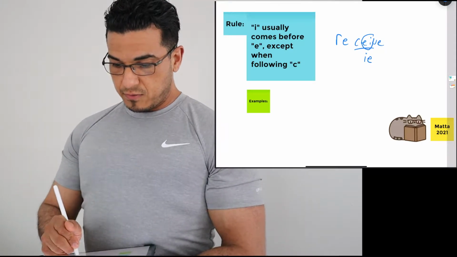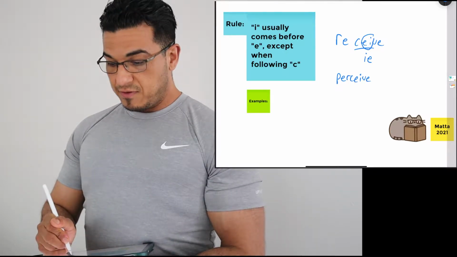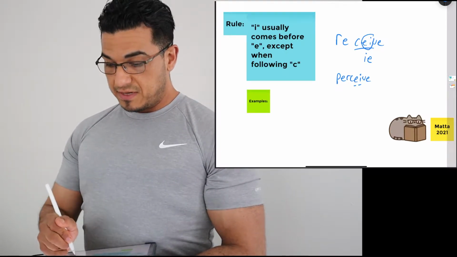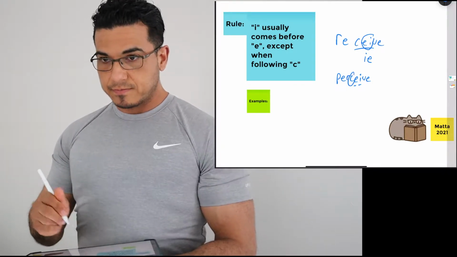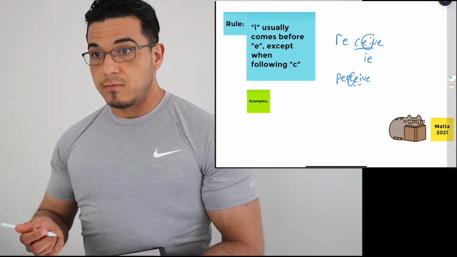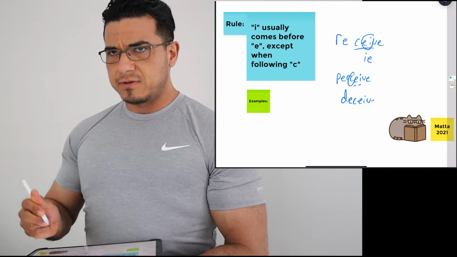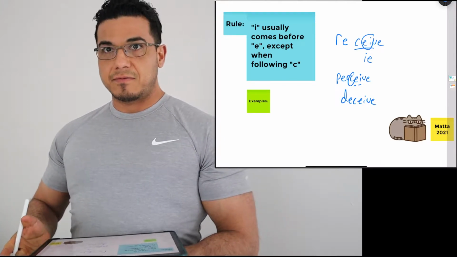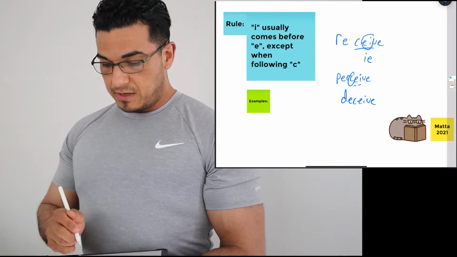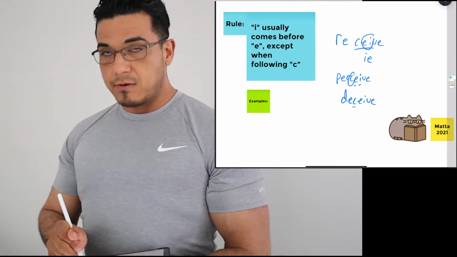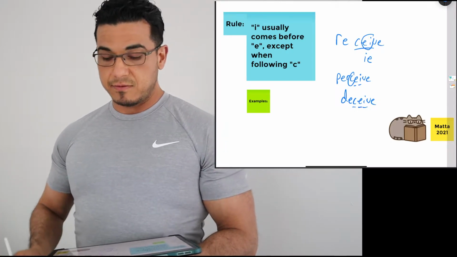If I were to give you another word like perceive, I know to configure the E and the I as such because it follows the letter C. If you were to deceive someone, which is often a negative thing, they believe one thing, but you do another. Here we have the letter C, and I know it's got to be E and I when I spell the word, in case I ever forget or get confused.